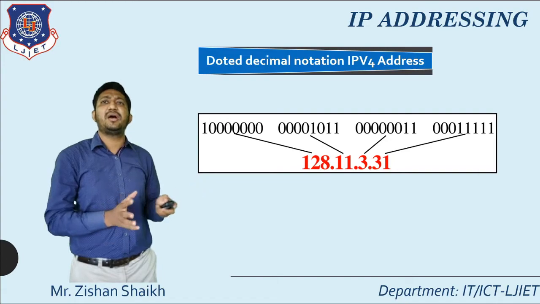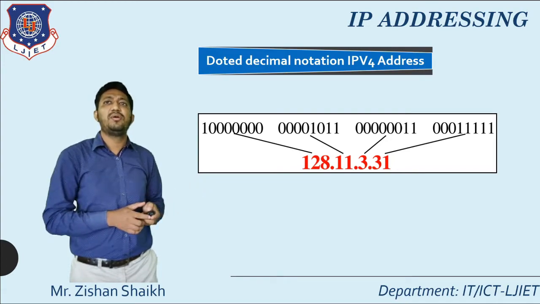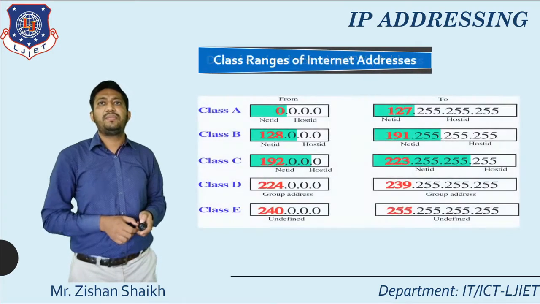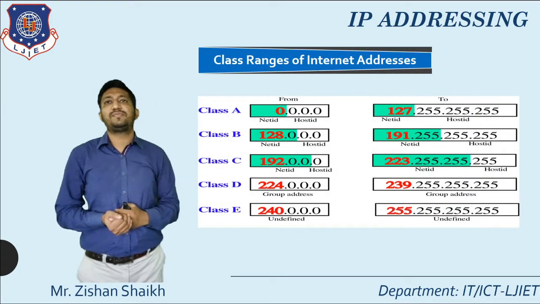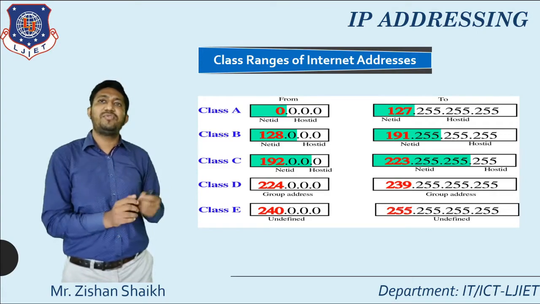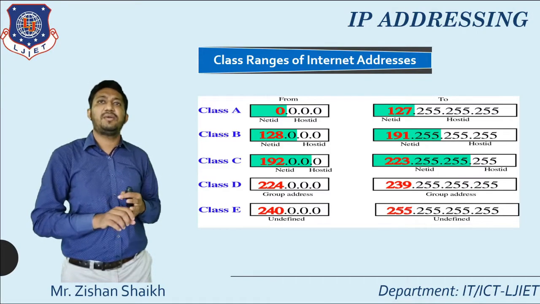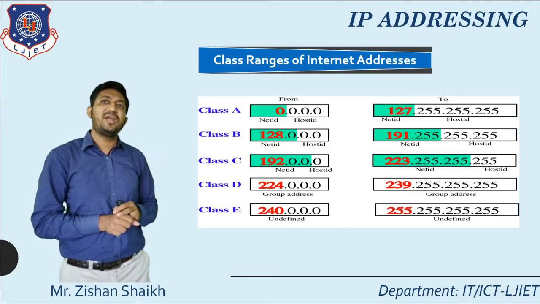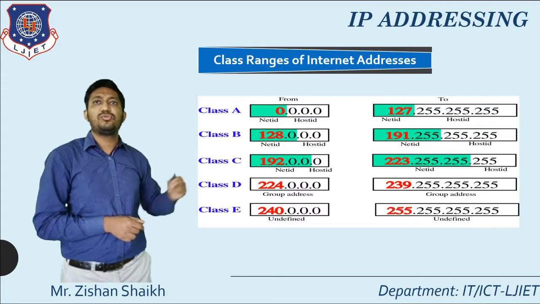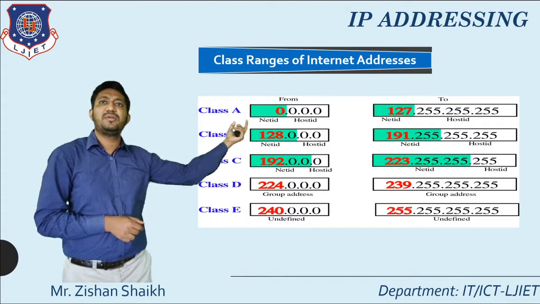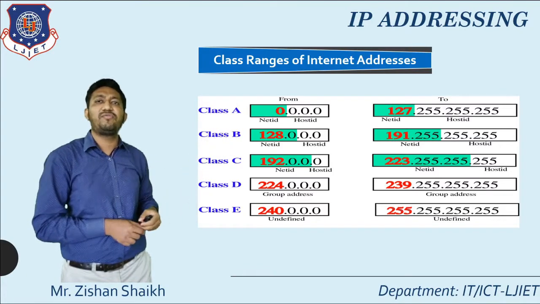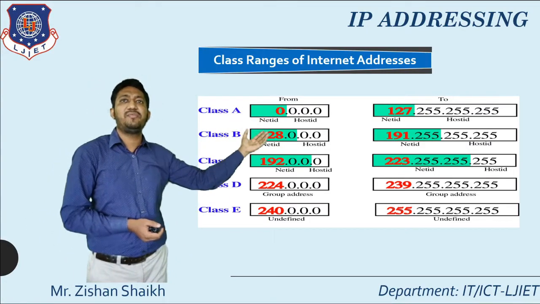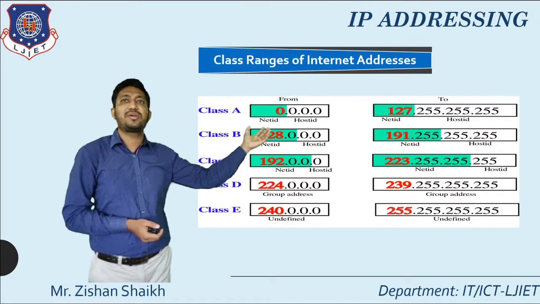So this is the basic idea of how the IP address will be assigned to a particular device and how we see this particular IP. Now I am explaining the range of these particular classes, which type of IP addresses, and which type of host ID and network ID are assigned. When we talk about class A, the range of class A is from 0 to 127. Here the first bit will be considered as 0 according to the class.